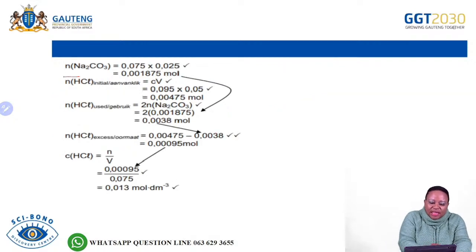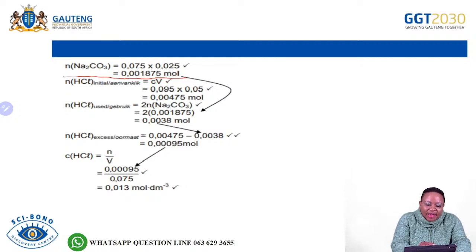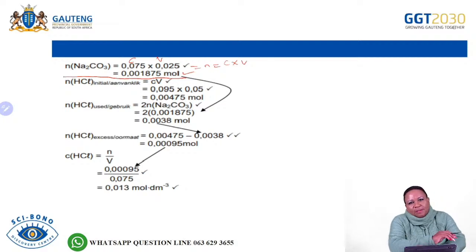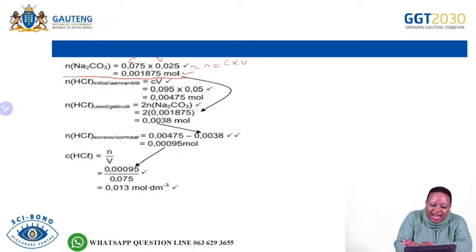We can calculate the number of moles of our limiting reactant, which is sodium carbonate. This is the concentration of sodium carbonate. This is the volume of sodium carbonate, whereby we use the formula C is equal to n over V, or n is equal to C multiplied by V. Therefore, we are going to get the number of moles of sodium carbonate. And remember, sodium carbonate is our limiting reactant.